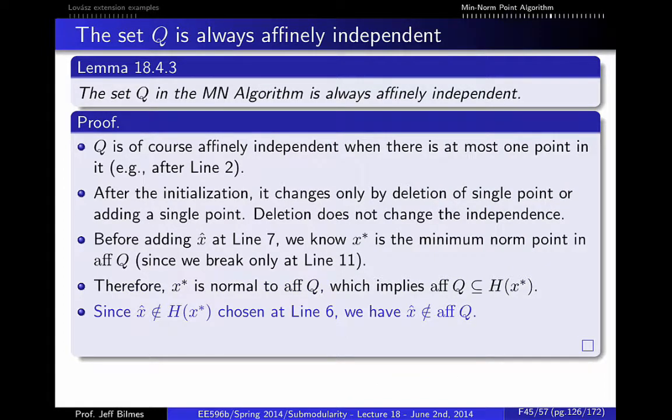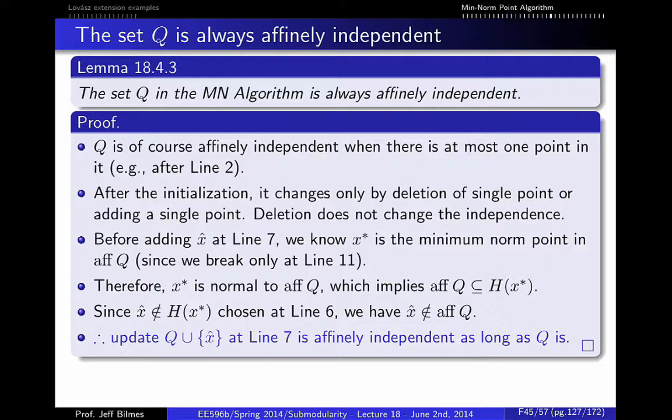So when we choose in line 6, what is line 6 doing? It's choosing a point closer to 0. So we're choosing a point outside of the hyperplane h of x star, which basically means we're choosing a point outside of the affine hull. Therefore, we must retain independence, since we're not choosing a point in the affine span of Q. So when we choose x hat and add it to Q, we still have an affinely independent set. So the updated Q in line 7 is affinely independent as long as Q itself is affinely independent. So we've maintained this invariant. Okay?